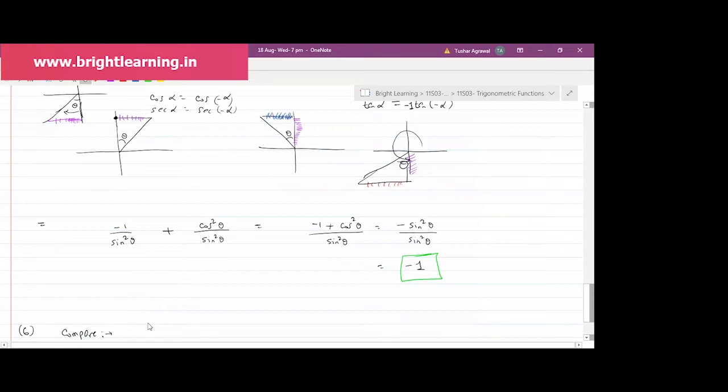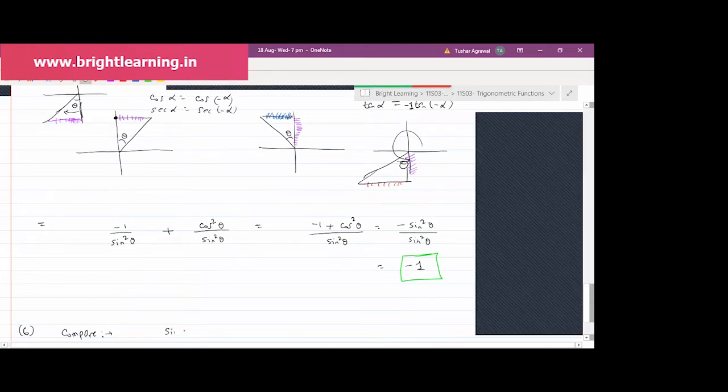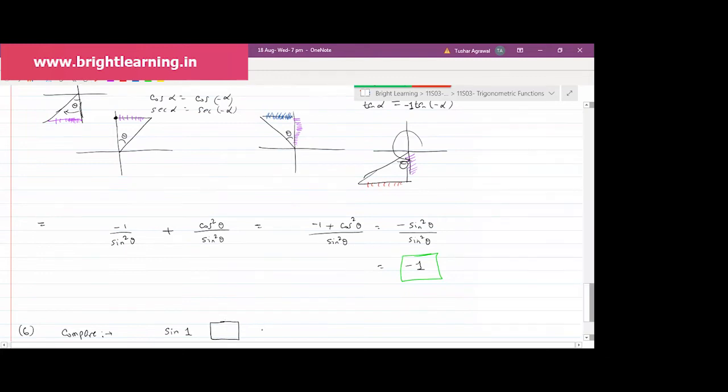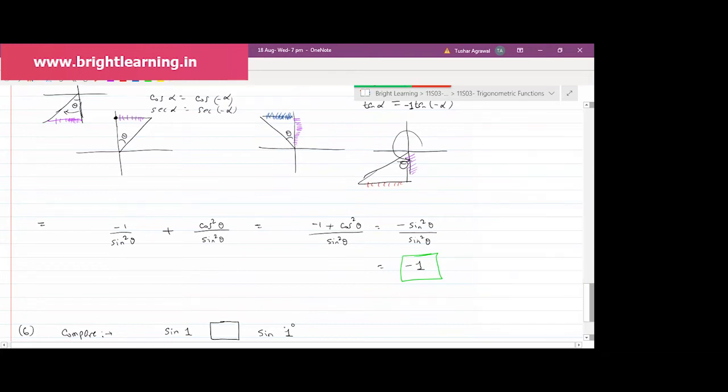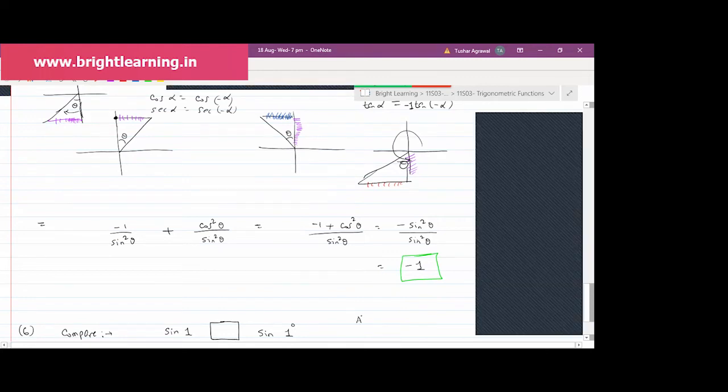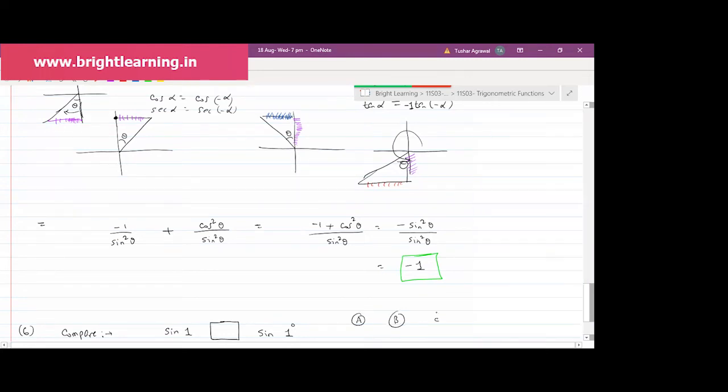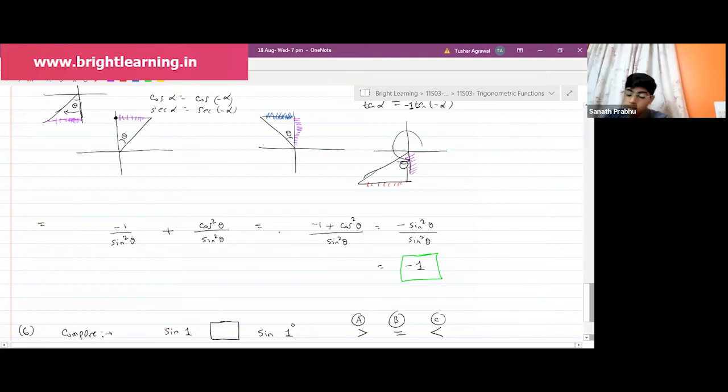Compare. You have to just put the greater than, equal to, or less than sign. The three comparisons: greater than, equal to, less than. Option A, option B, option C. Shall I scroll down? Yes.